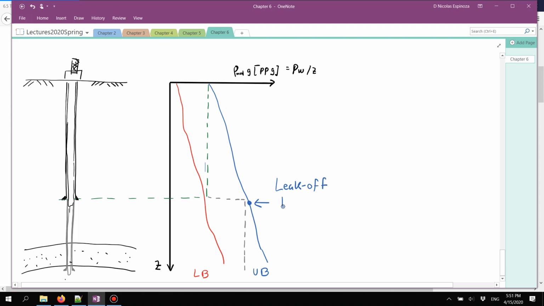This leak-off test is going to tell you for sure what the upper bound is and what is the maximum pressure that the wellbore can support before you have a large hydraulic fracture. So if you want to set these 2 values, the lower bound and the upper bound, with accuracy, you may want to do a leak-off test in order to determine accurately what this value of the upper bound is.